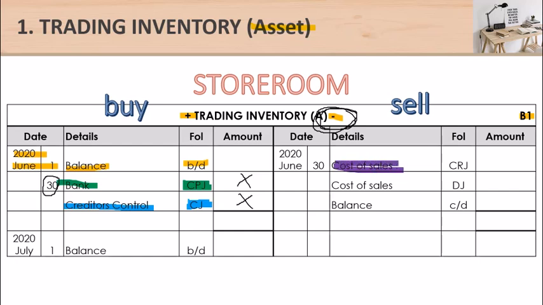But you will notice there are two cost of sales columns. There's one cost of sales column in the CRJ. Okay, that's when customers buy products from us in cash. In other words, we've got a cash sale. And there's a cost of sales column in the DJ. That's when customers buy from us on credit. In other words, we make credit sales. You take those two cost of sales columns and you write them on the credit side of trading inventory.